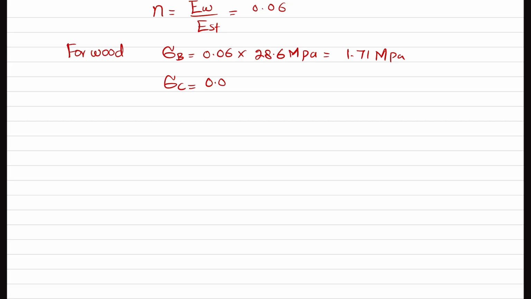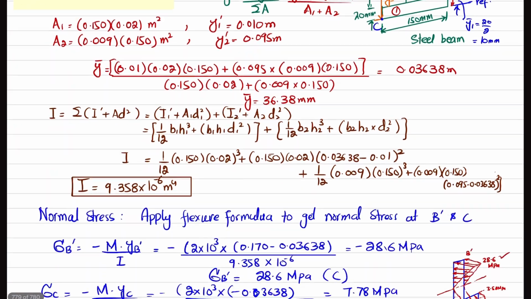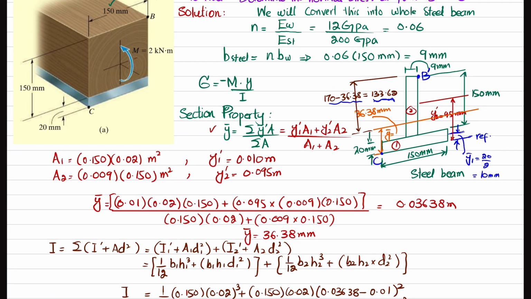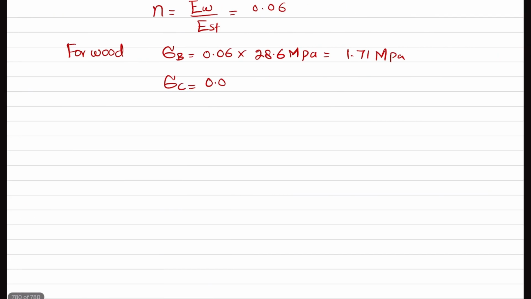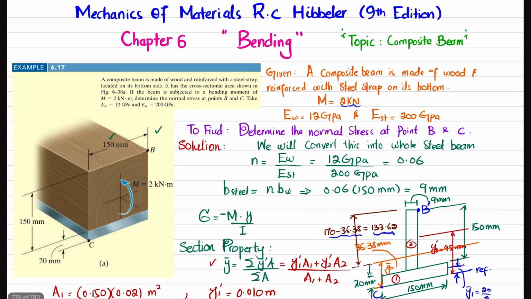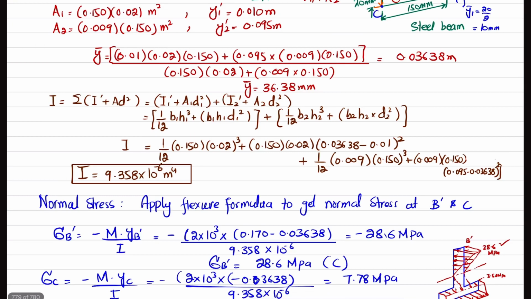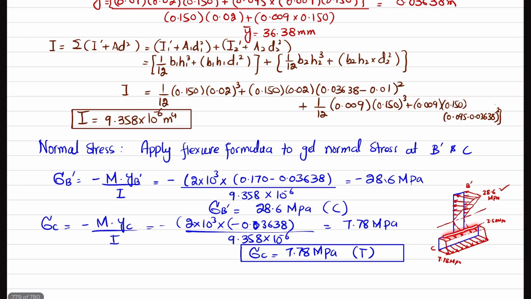At C, that is already steel, clear, for this composite beam. So it will remain the same. Let me show you. It will be the same, which was 7.78 megapascal. Also, you will see that at the junction of this wood and steel, the stress was 3.50 megapascal.